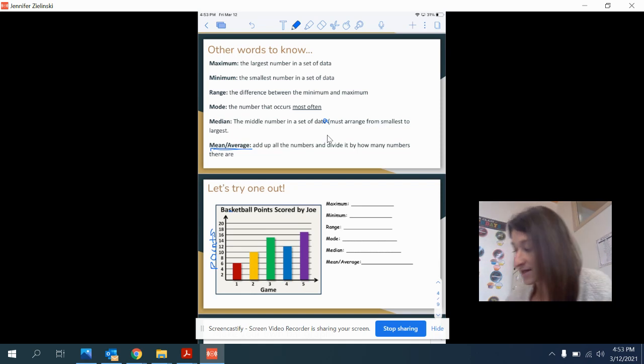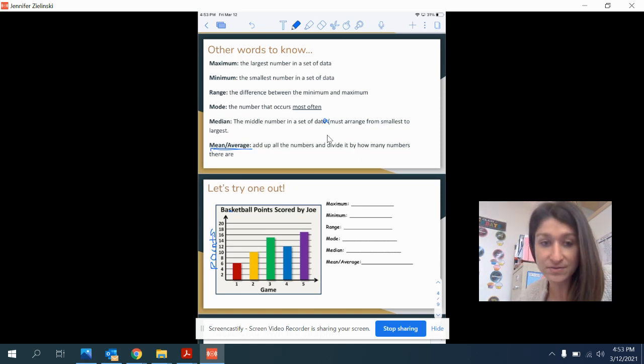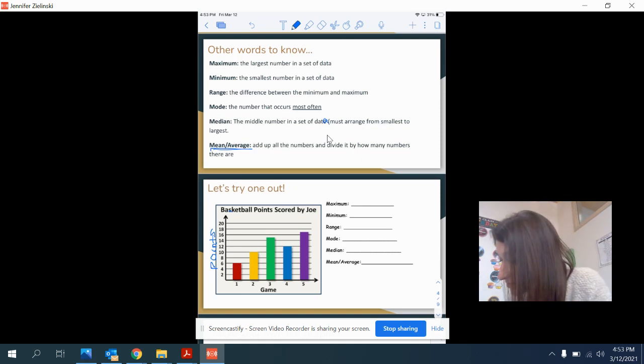Well, when I look at this, I can see my intervals, and whenever a bar goes in between, I can see that it's going to be your odd numbers. So my maximum here, which is very visual, I can easily tell that in the fifth game, Joe scored the most points, which was 17.